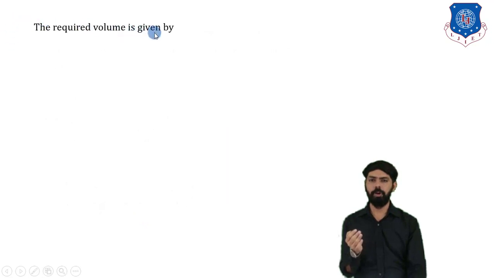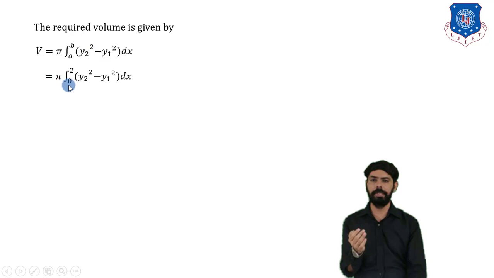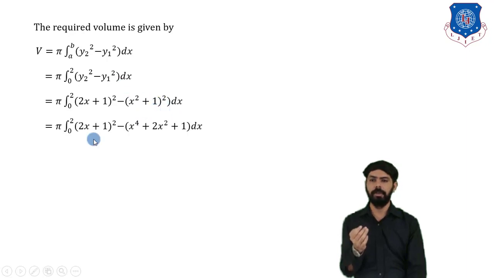Therefore the required volume is given by V is equal to pi integration from a to b y2 square minus y1 square dx. So here this will be pi integration from 0 to 2 y2 square minus y1 square dx. Here limit of x is x equal to 0 to x equal to 2. So this will be pi integration from 0 to 2, and y2 is (2x plus 1) whole square minus y1 is (x square plus 1) whole square dx. Now if we simplify this, then it will be pi integration from 0 to 2 (2x plus 1) whole square, and here we will use the identity, that is (a plus b) whole square, which is a square plus 2ab plus b square.